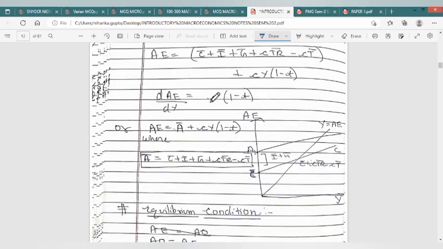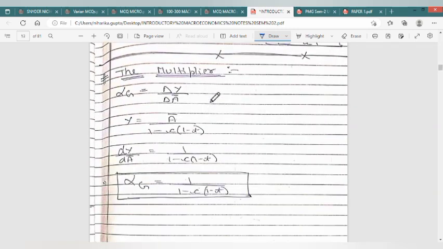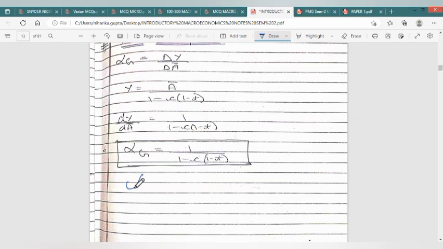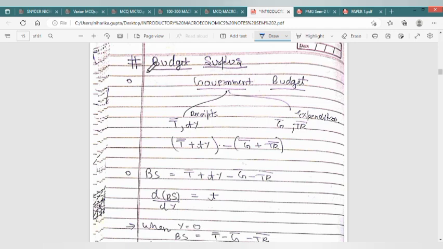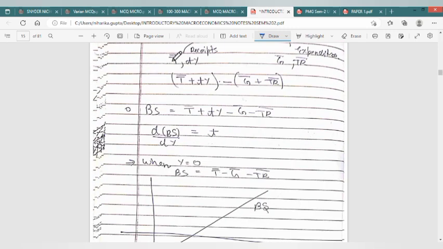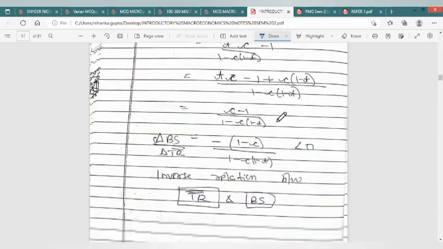Now here you can see the multiplier things. Here the multiplier turns into alpha G equals 1 upon 1 minus C into 1 minus T, because of the introduction of taxes in the three-sector model with the government. Okay, now this simple thing, budget surplus, which is basically the receipts of the government minus expenditure of the government. Receipts are in the form of taxes and expenditures in the form of government expenditure and transfers. You can have a basic idea of the concepts from my notes.